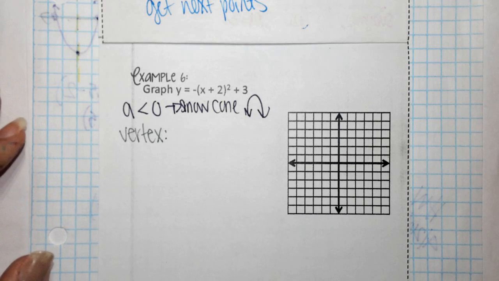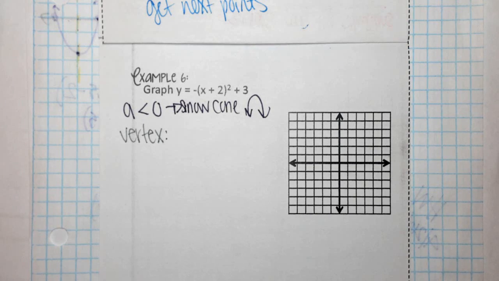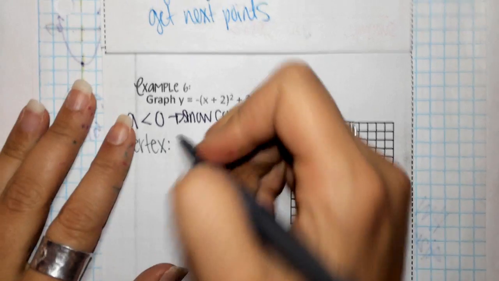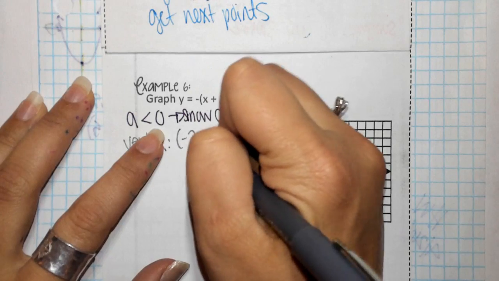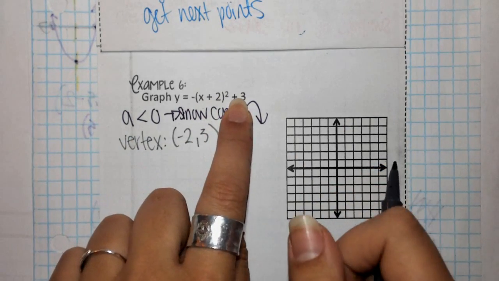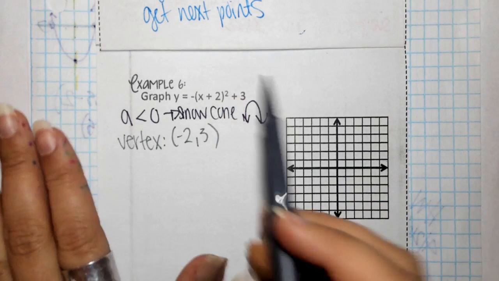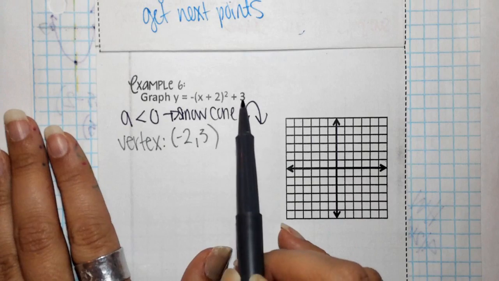Oh, you said the vertex. Wait just a minute. Alright, so remember, our vertex is the opposite of what's in the parentheses and then the number out front. So Travis, what is our vertex? -2, 3. So it's the opposite of this and then this number. Does everybody understand how I got that? Yes. Are we sure? It's the opposite of what's in parentheses and then this number right here.